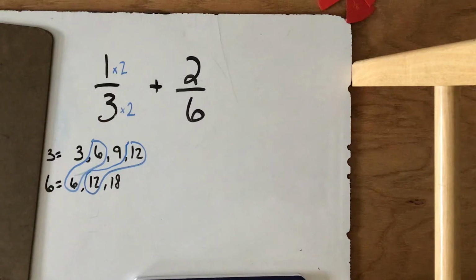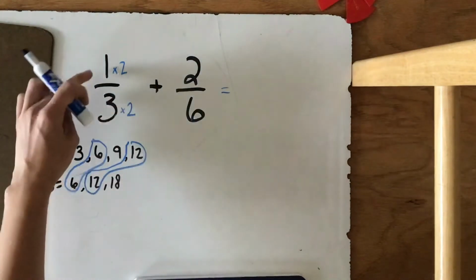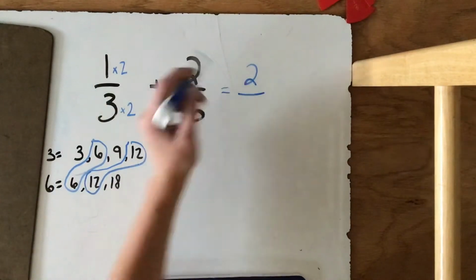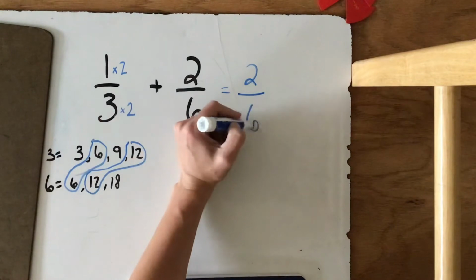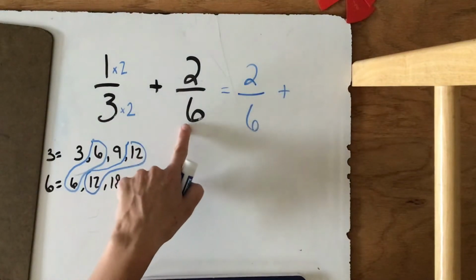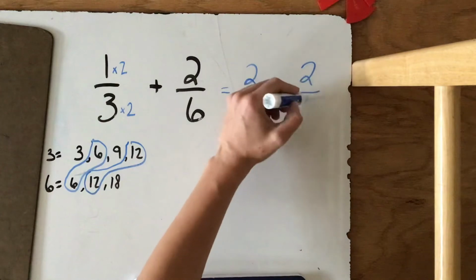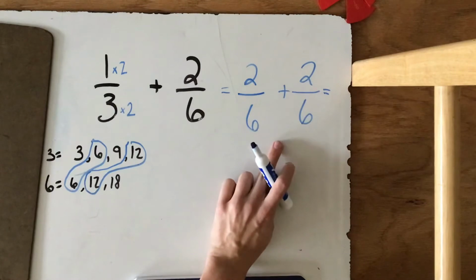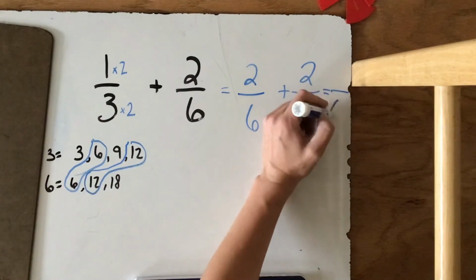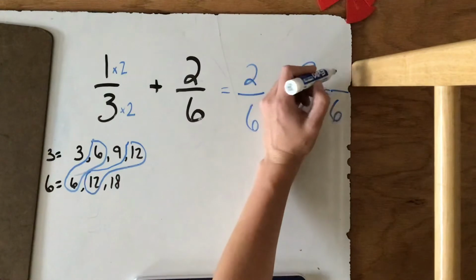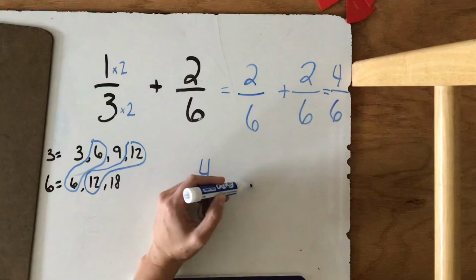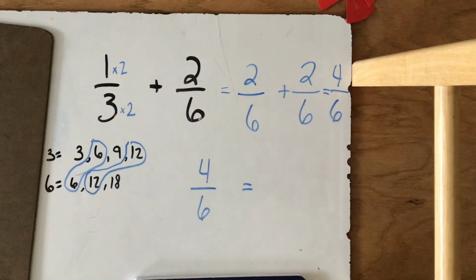Now let's create our new problem. So our new fraction, 1 times 2 is 2. 3 times 2 is 6. And we're going to keep this the same because that's already 6. Now that we have a common denominator, that's going to stay the same. And 2 plus 2 equals 4. 4/6. That can be simplified. Lots of practice with simplification.